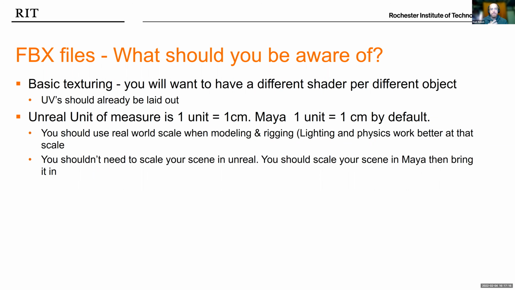Basic texturing, you'll want to have different shaders per different objects, or you can have faces, like you can have a character with, you can highlight a face and apply a shader to it. But what you'll want is whatever kind of shaders you have there, that you have different shaders applied to your object, so that when you import it in, it'll come in with a list of shaders. You just don't want one shader applied or no shader applied, because when you bring it into Unreal, you can't specifically go in and select faces and say, okay, put a shader here. You need to have all of that set up outside of Unreal.